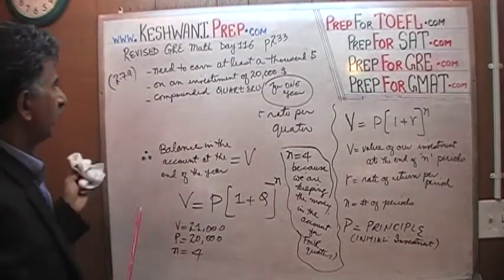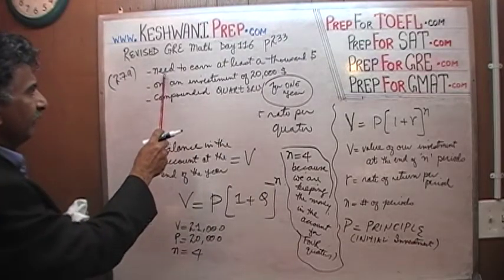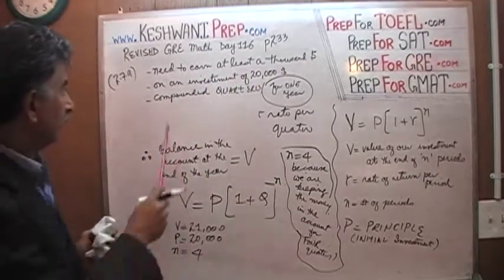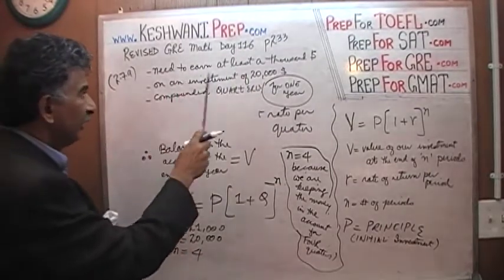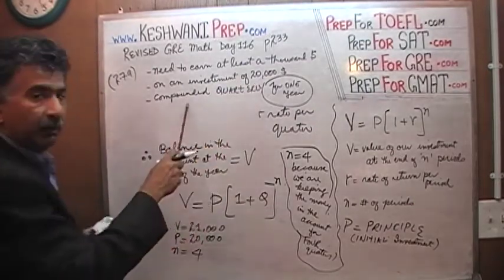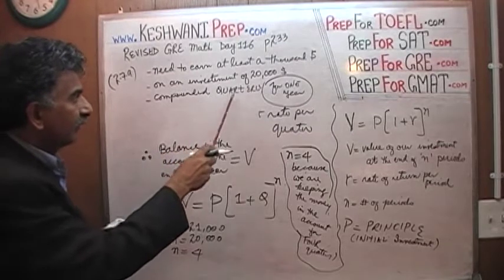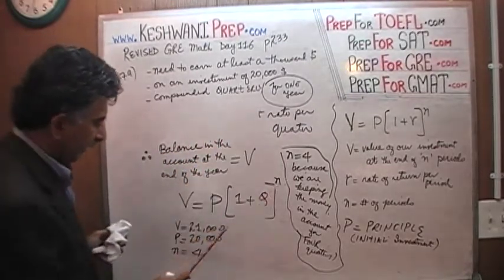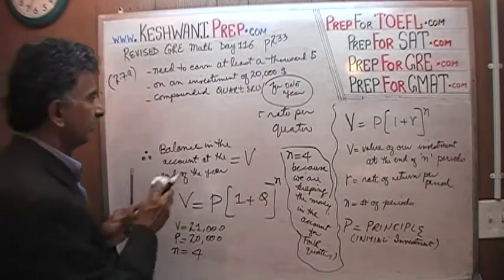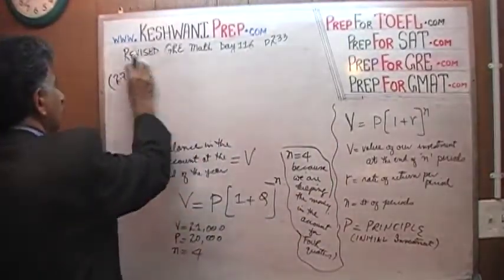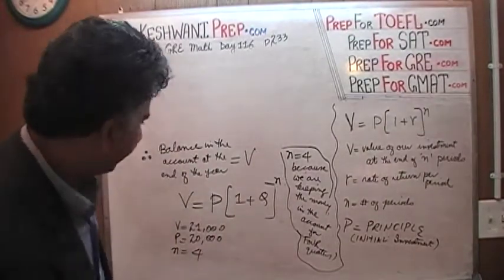Again, one more time. What it says here is that we need to earn at least $1,000 on the initial investment of $20,000. That's your P, the principal, $20,000. The bank tells us that they're going to compound the interest every quarter, quarterly compounded for 1 year, and therefore n equals 4, because there are 4 quarters in a year. And that's it. All we have to do is solve this equation.